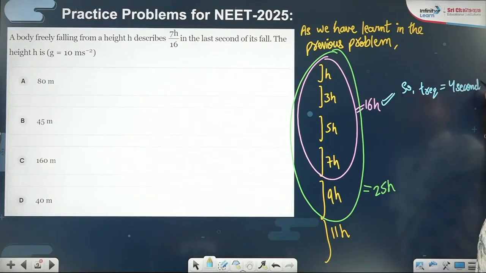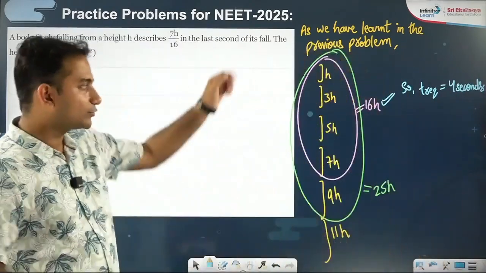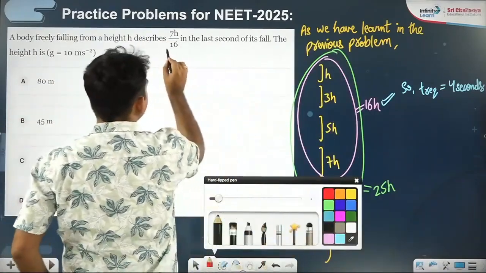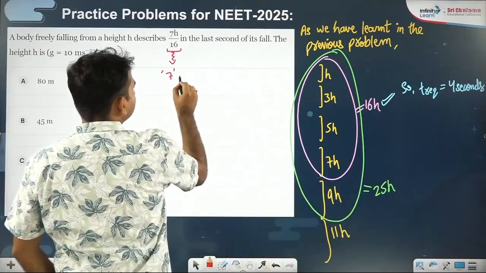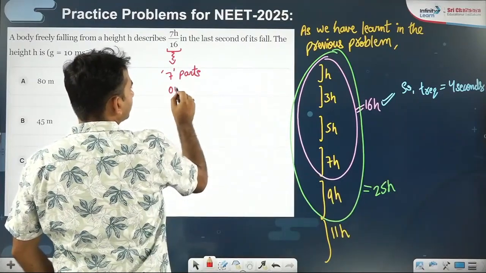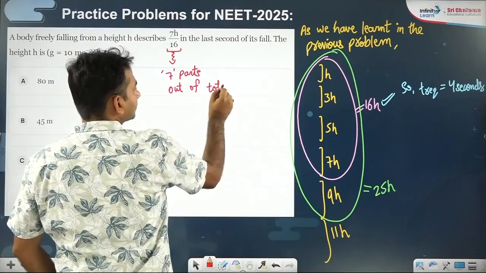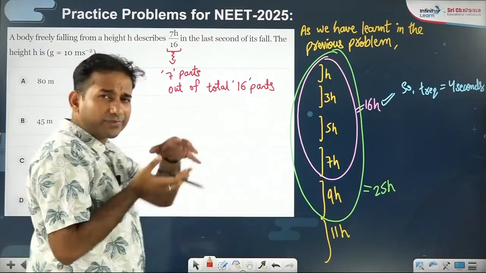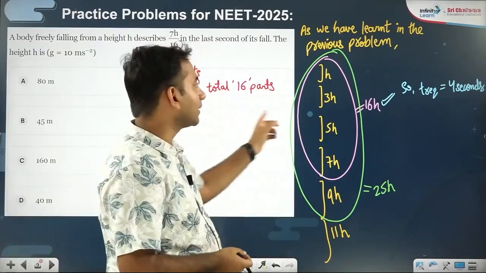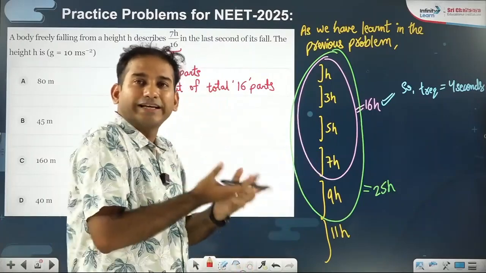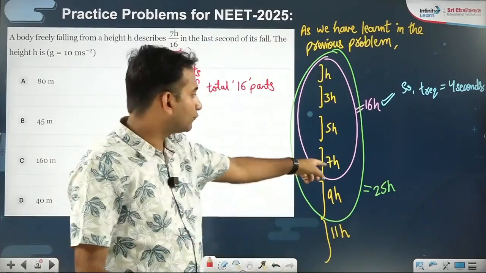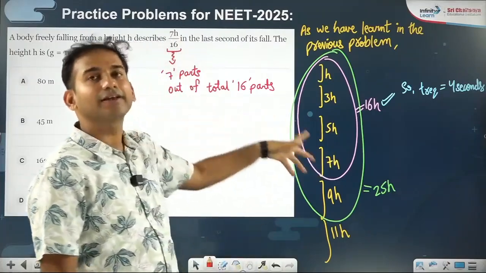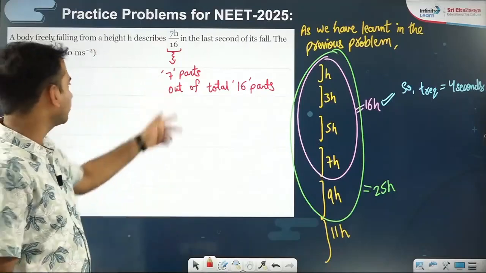I repeat, what have I said? Galileo's formula is applicable. What is the meaning of the fraction? The meaning of the fraction is 7 parts out of total 16 parts of the journey. In how many seconds is the total journey of 16 parts covered? 4 seconds. And in which second does it travel 7 parts out of 16? The 4th second. 4 seconds is the total time interval, and the 4th second is the moment they are referring to. So definitely the answer is going to be 4 seconds.